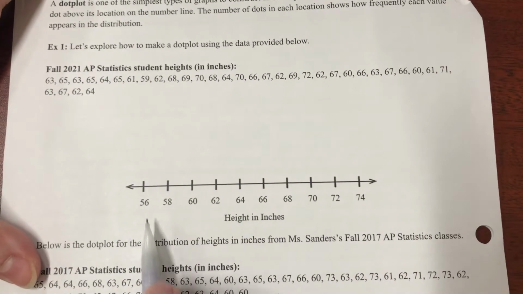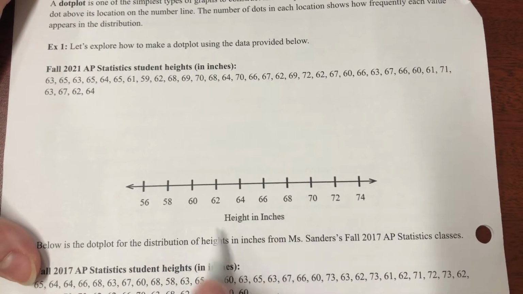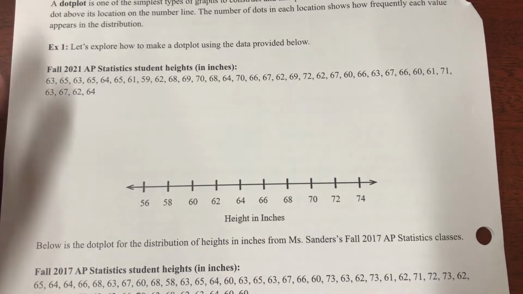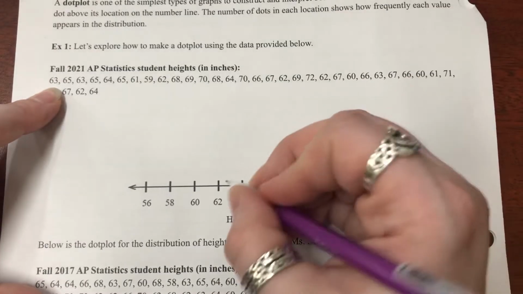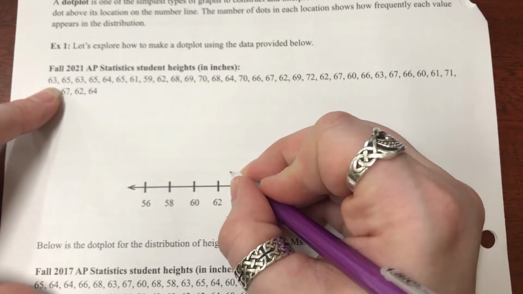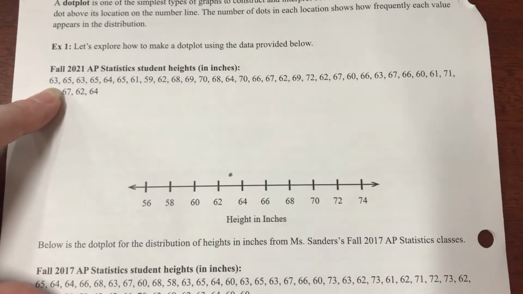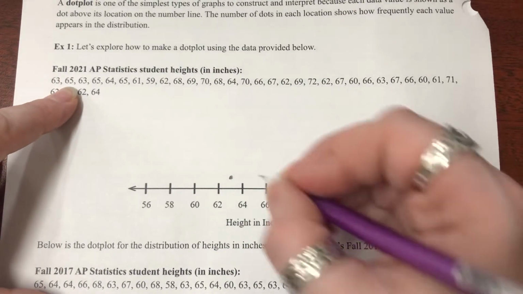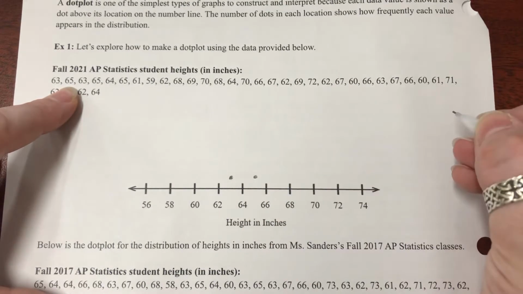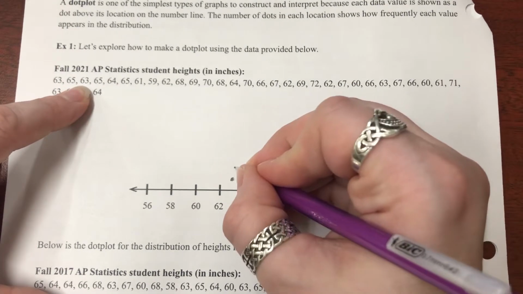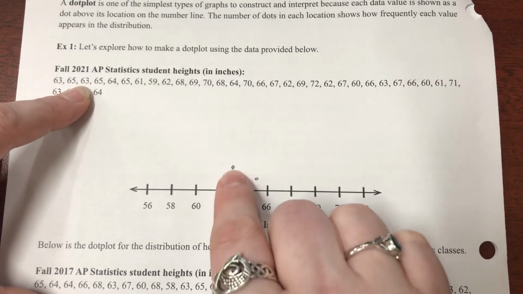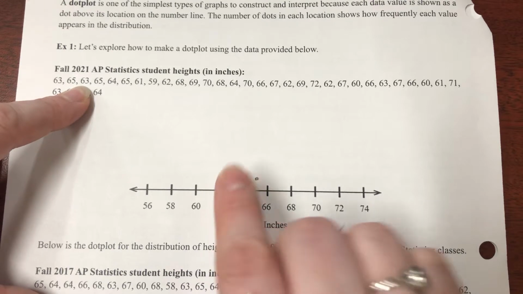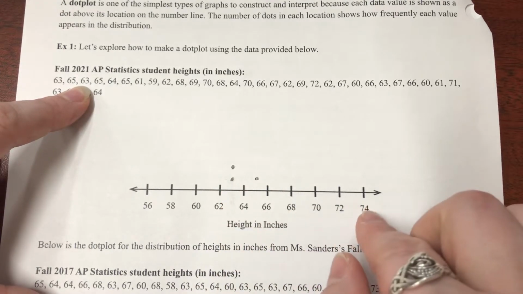It's always very important to evenly scale your number line as well as to title your number line. The height in inches is my title. So let's go through and start creating this. 63 is going to be between 62 and 64, so I'm going to create a dot right in the middle of those. That represents 63. 65 is going to be between 64 and 66. I have another 63. That means I need to put another dot above the previous dot for 63 because I have 2 of those students. That's why I need 2 of those points. Each point represents an individual student height.